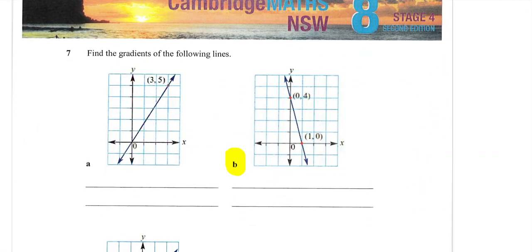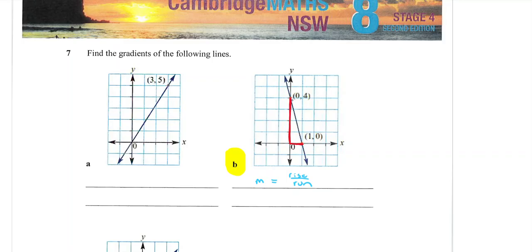On to question 7, find the gradient of the line. A gradient is found by using the formula rise over run. To find the rise and the run, we want to make a triangle with two nice dots that we can find on our graph. Now, often the dots are given to us. So you can see the red dots in this one. I'll just close that in and make the triangle. And those lines are going to be the rise and the run.